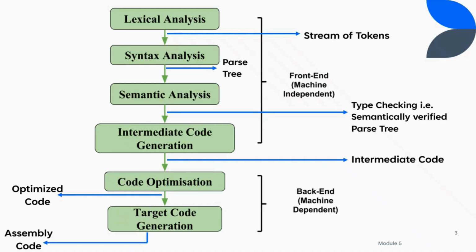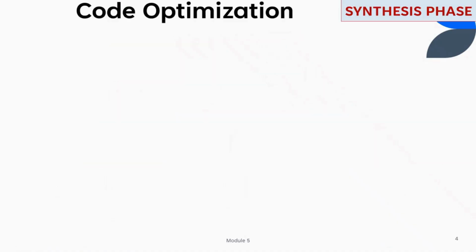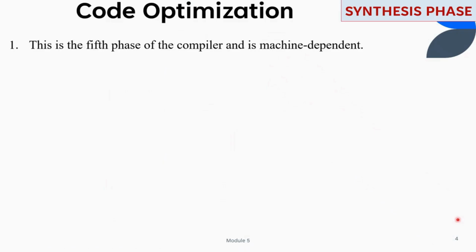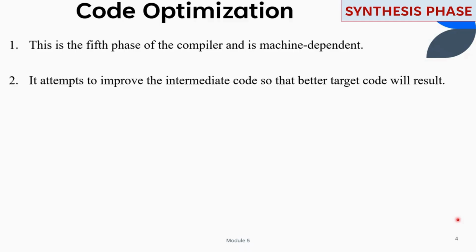Let us see what code optimization is. As I said, code optimization is the first step under the synthesis phase, or it is the fifth phase of the compiler, and we have already seen it is machine independent. Code optimization basically tries to improve the intermediate code so that better target code will be generated.